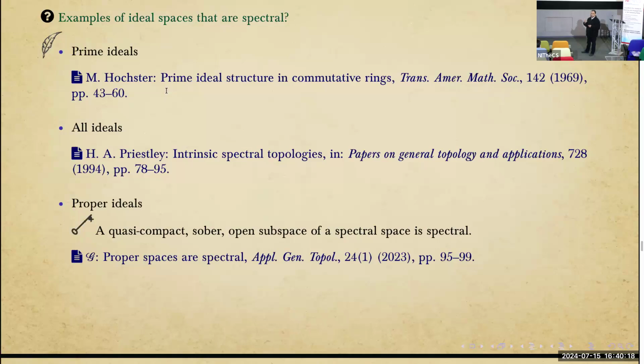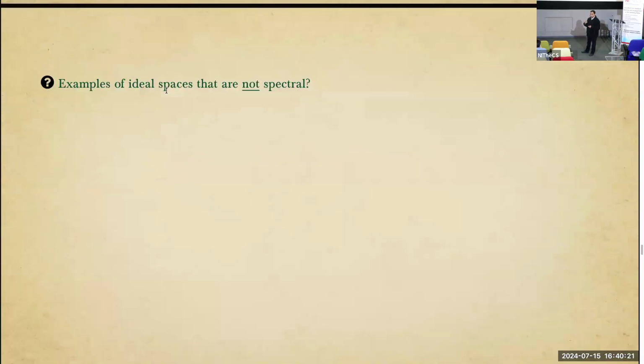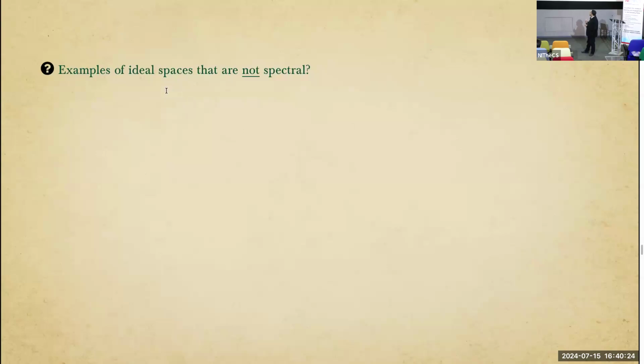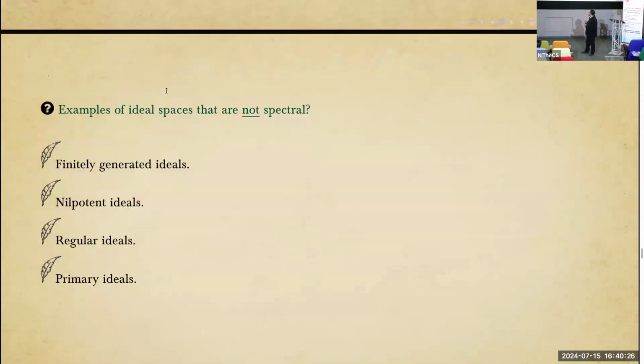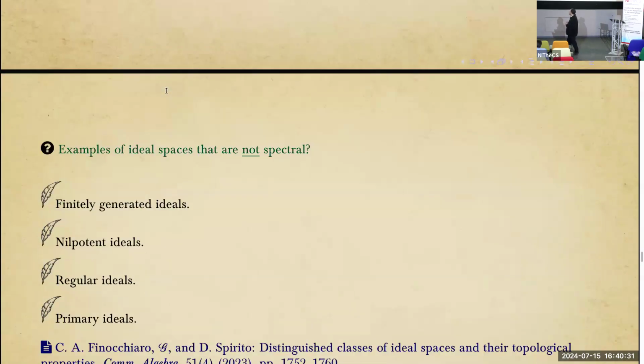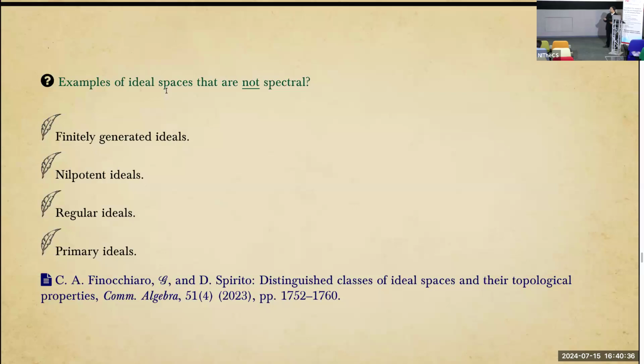When you do not find examples, what you do is find counterexamples. So what are the examples of non-spectral spaces? Here are four different classes of ideals where we managed to prove that they are not spectral by constructing counterexamples. And that's where Finocchiaro and Spirito's expertise helped. Some of the examples are extremely complicated and convoluted constructions to prove that one of those axioms is not satisfied, and hence that they are not spectral.